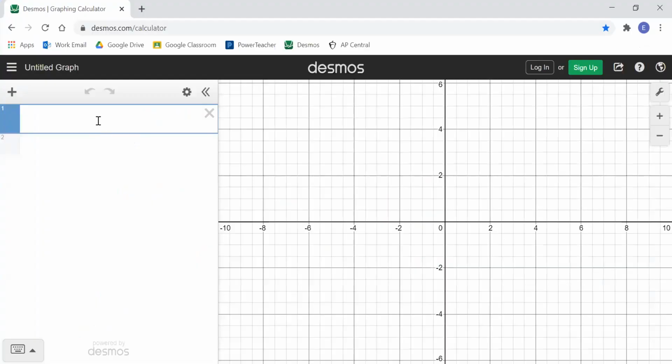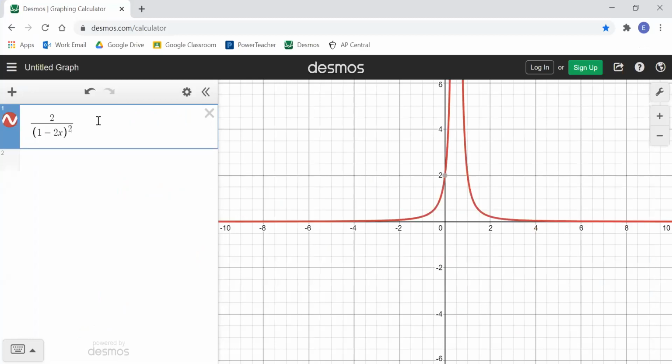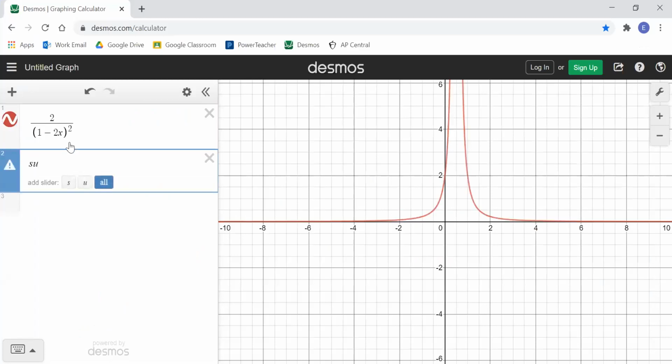So our function was what? 2 over, I believe it was 1 minus 2x squared, right? And our summation was the sum from n equals 1. We'll just put like 50 up here. And we had 2n. And then we had 2x to the n minus 1. And so this should have been valid for negative 1/2 to 1/2.